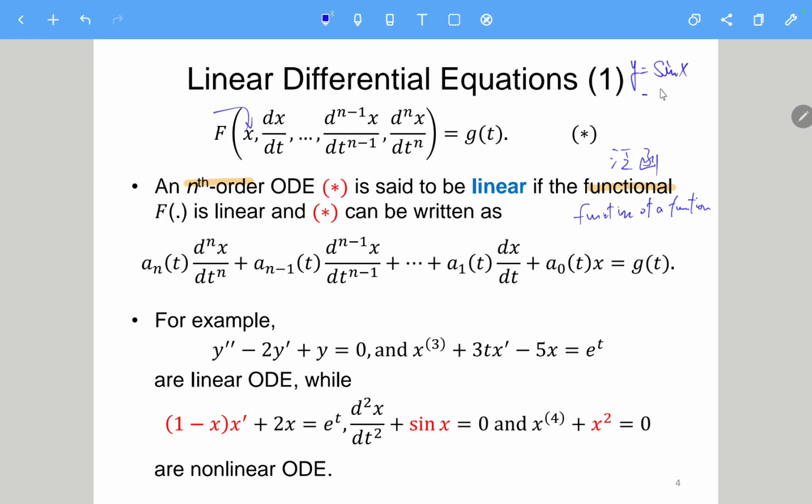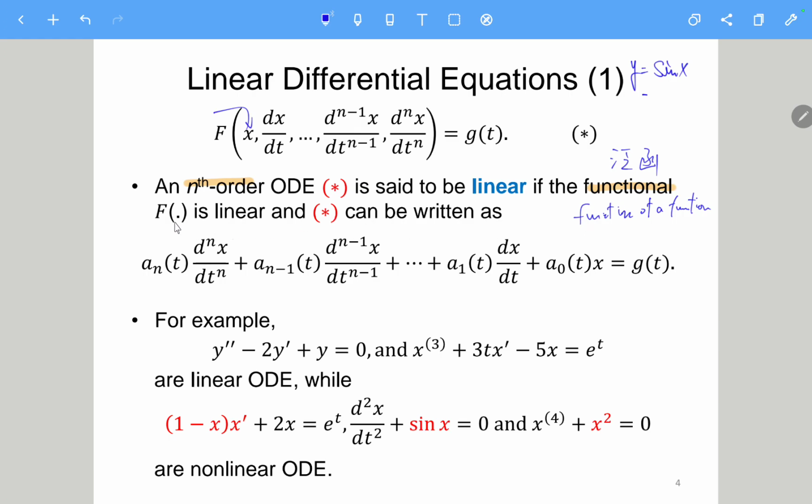Okay, so this is a function. If you put in a number, it will output another number. Here, the input of this functional is not a value anymore. This is a function, and maybe it has multiple functions. So this is like a function of a function. And then of course, g of t is still a function.